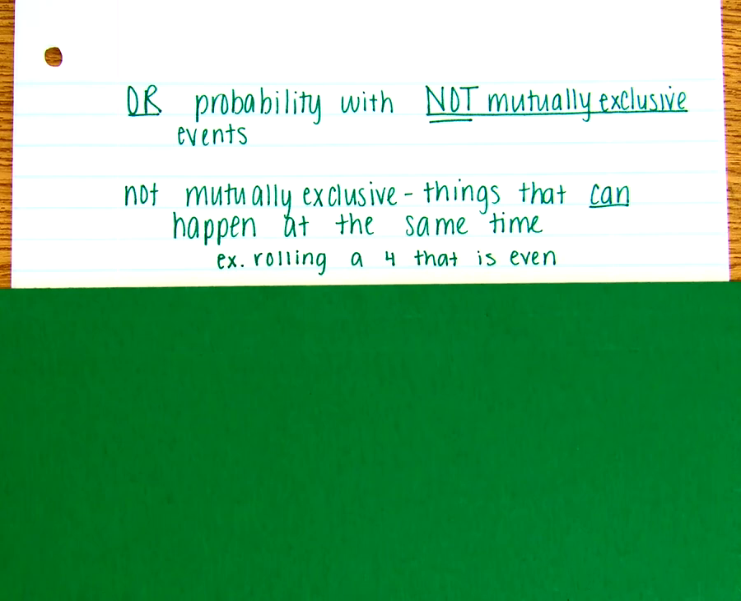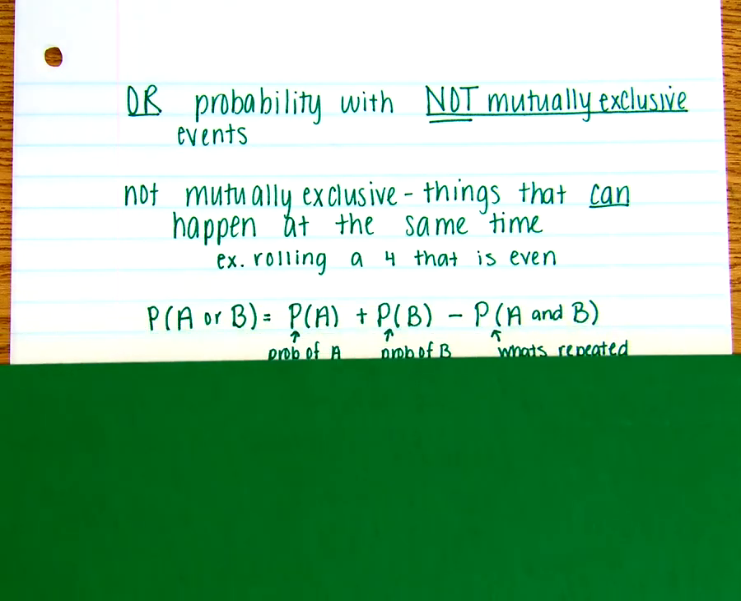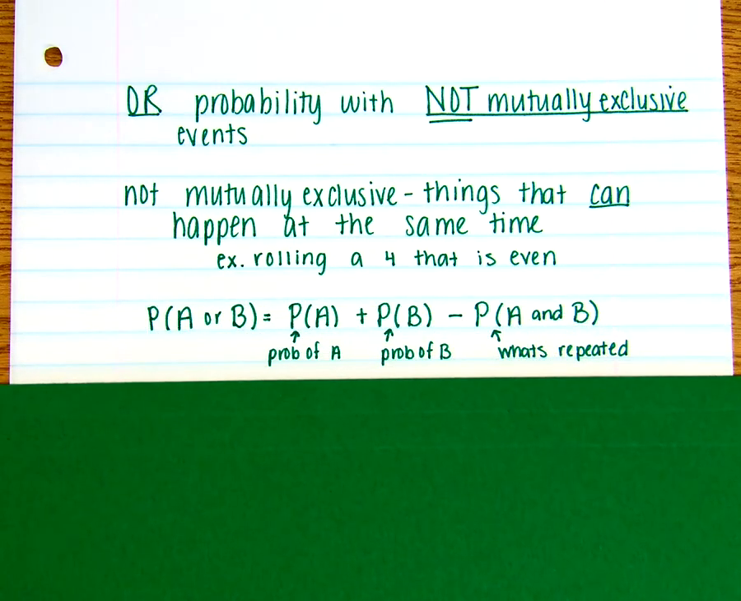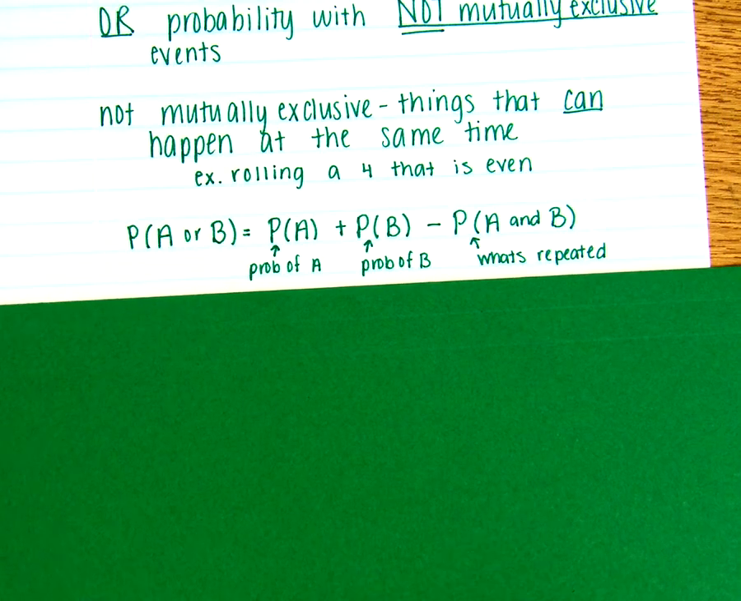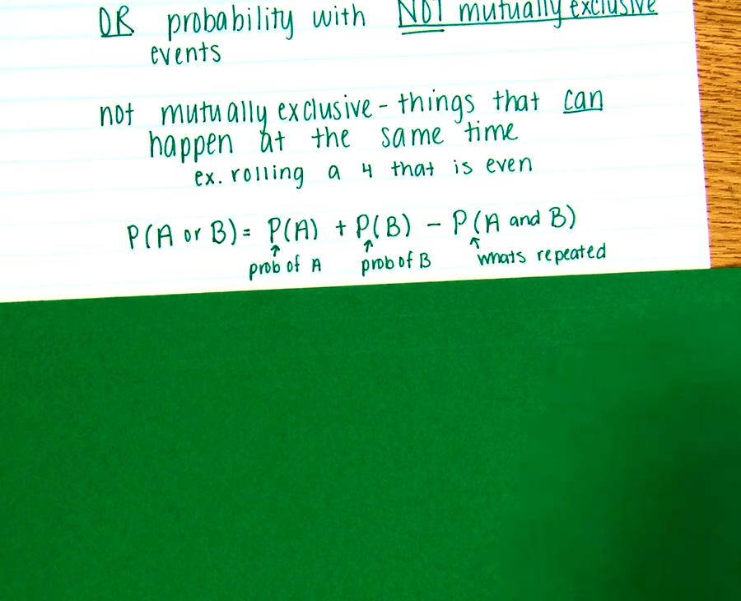So an example would be rolling a 4 that is also even, because 4 is an even number. Another example could be drawing a 7 that is also a red card, because there are 2 red 7s in the deck. Our formula here looks similar to the one for mutually exclusive. However, we need to take into account the things that are happening at the same time.